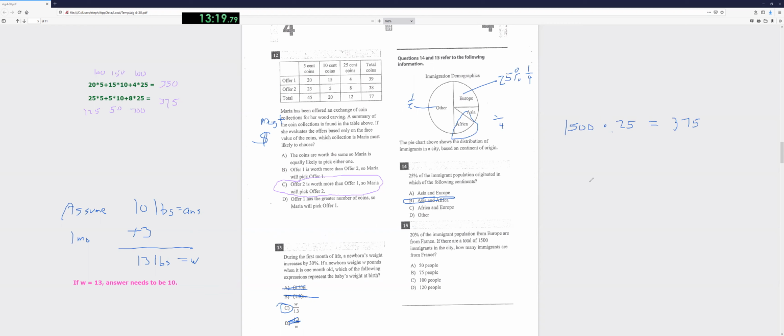Now, of these, 20% of the population from Europe are from France. So it's not 20% of the whole. Thankfully, they didn't give us an answer that was 20% of the whole, or that would have been a very, very tempting answer to pick. But 375 times 20% now. And so grab our calculator because I don't want to do that in my head, and it ends up being 75 people.